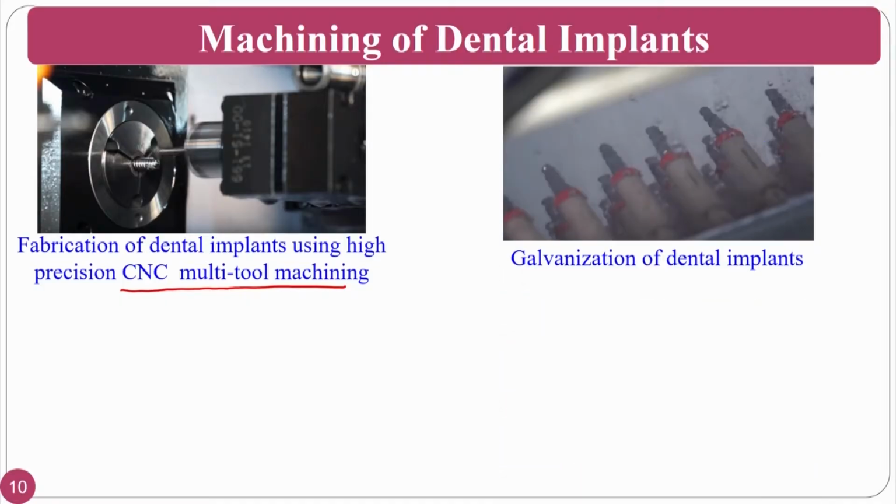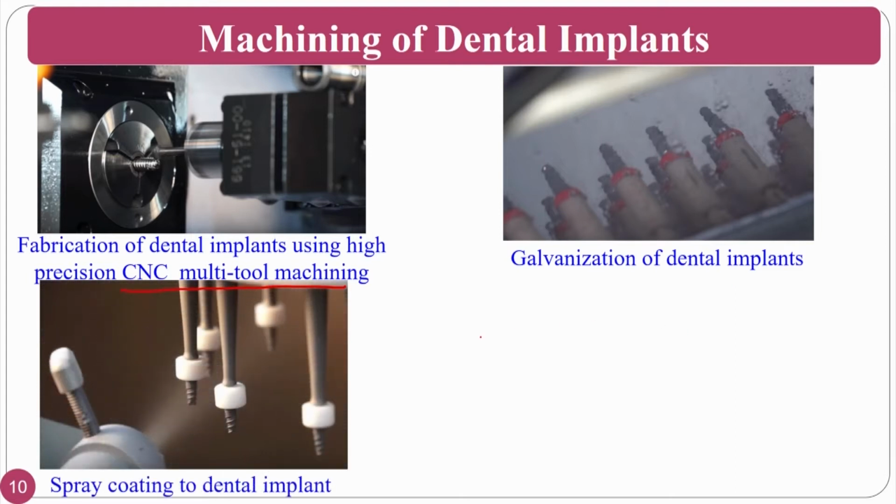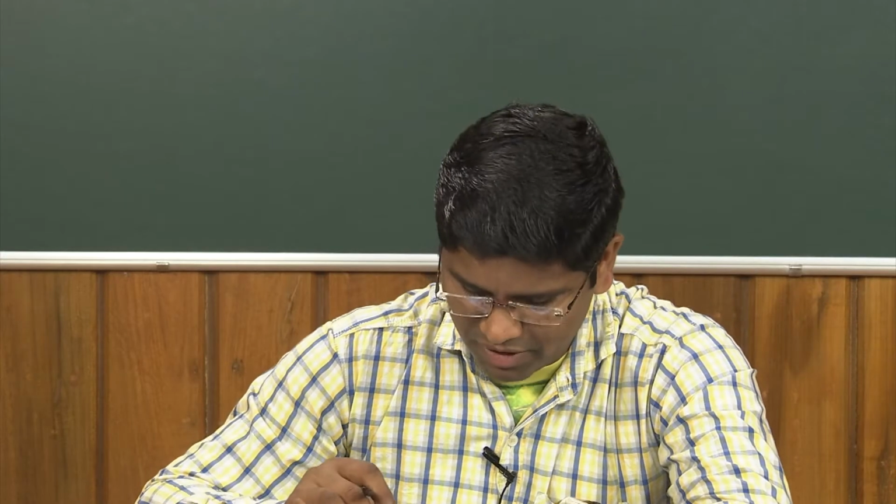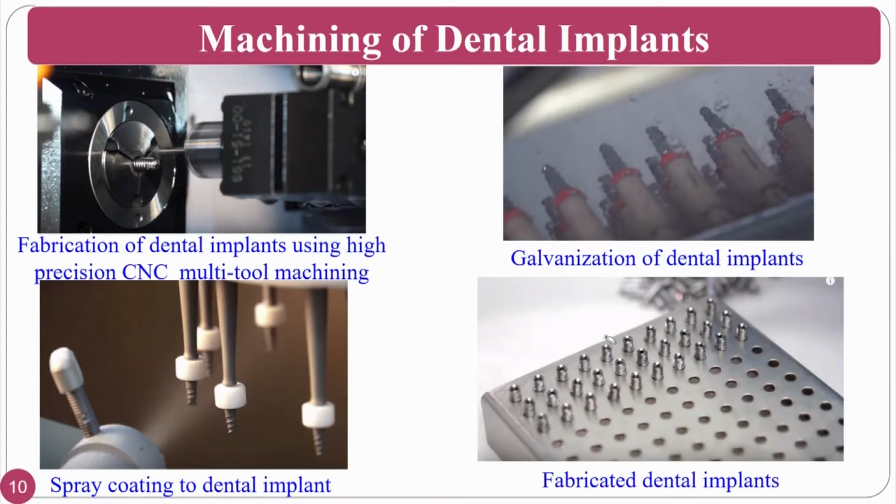Then you can do the galvanizing of the dental implants followed by the spray coatings of the dental implant, because whenever you coat the biomaterial, it will be good for you because the cells which are nearby will be compatible with the biomaterials. Then your dental implants are ready. So you can see how the dental implants are ready here for deployment into a human.